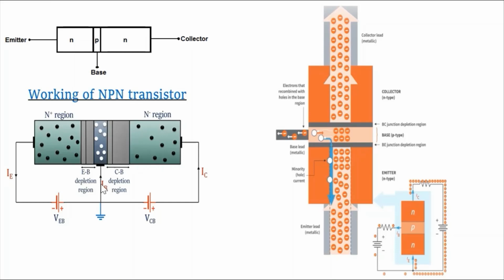Generally, the base current is very small because only a few electrons combine with holes in the base region. We know that the emitter current is equal to the sum of the base current and collector current. Therefore, the emitter current is slightly greater than the collector current.